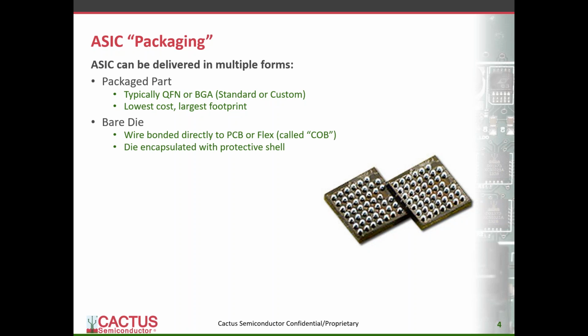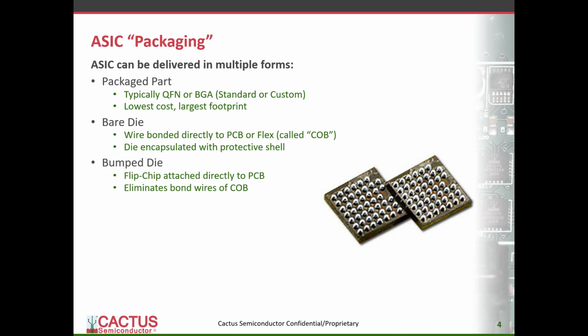You can also take delivery of an ASIC as a bare die. In this particular case, you take the die and you mount it, and then you bond down from the bond pads to your printed circuit board or your flex circuit. This is called chip on board because you're literally putting that bare die onto the printed circuit board. And then of course you have to protect it in some way so that it doesn't get damaged, so it's encapsulated with some kind of protective shell.